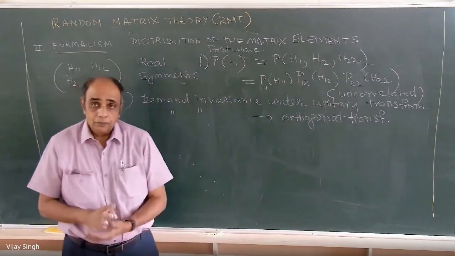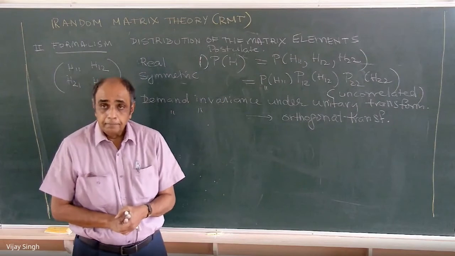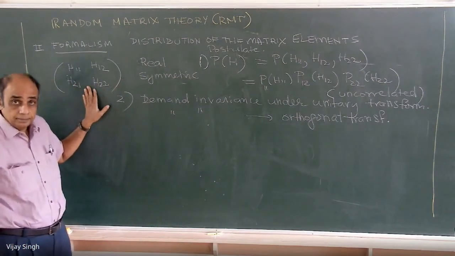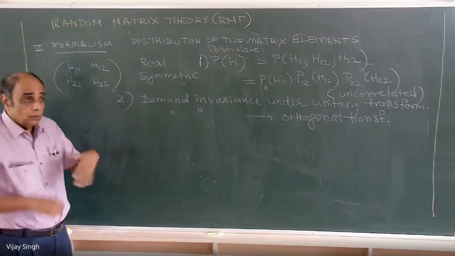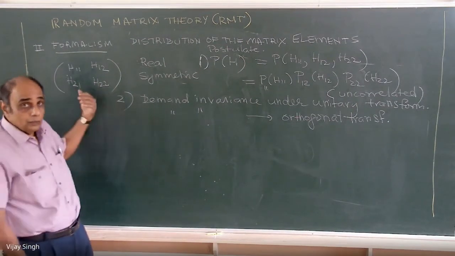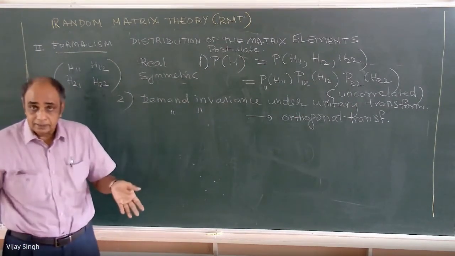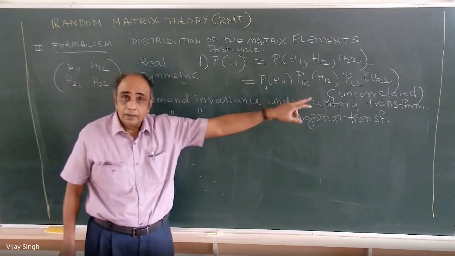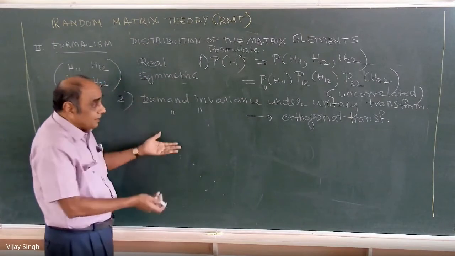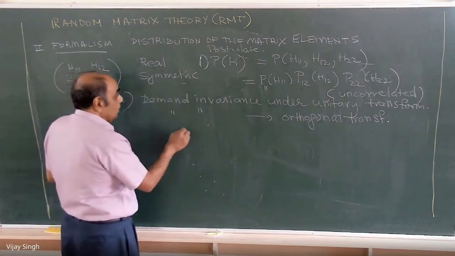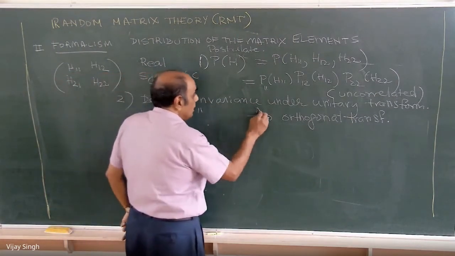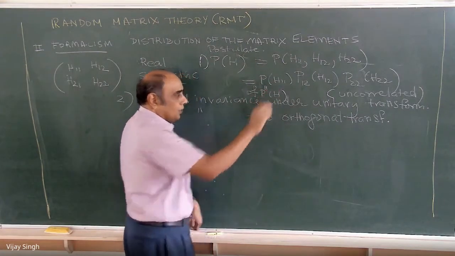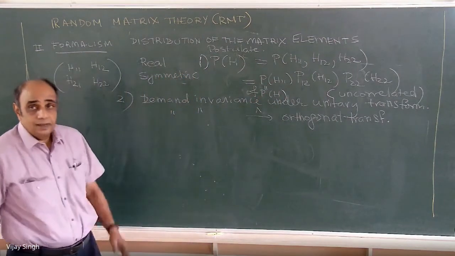And the rationale for that is not far to seek. After all, I have written this in a certain basis. If I rotate the basis, there is no need to write it like this. I would have written it like anything else. And there should have been no reason for these probability distributions to be different. So I demand invariance of the probability distribution. That is the invariance I demand.